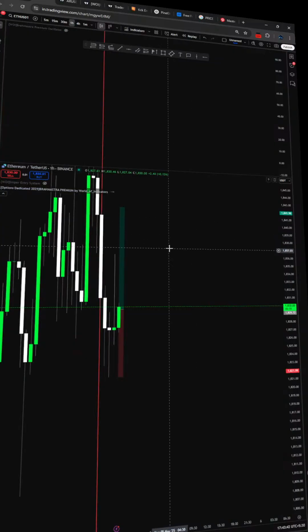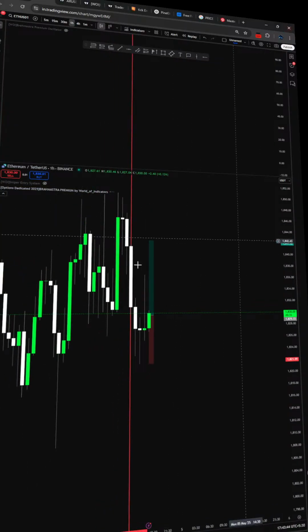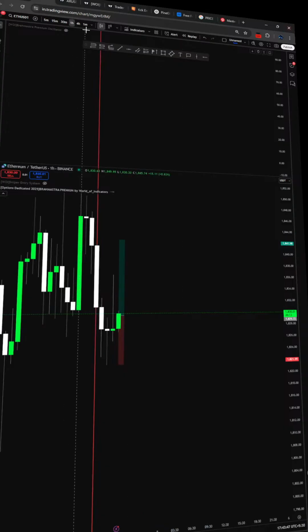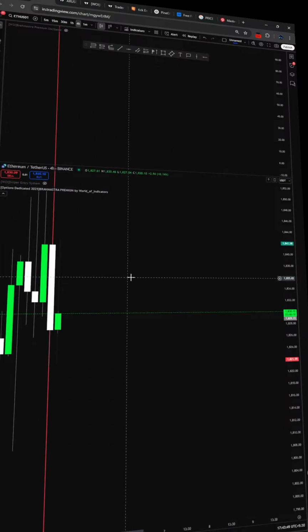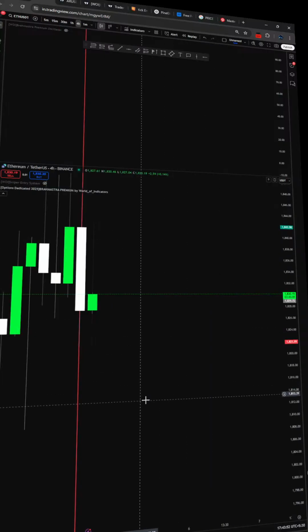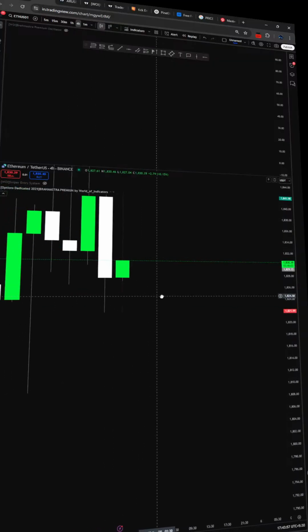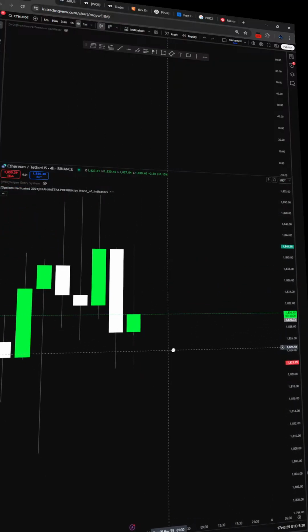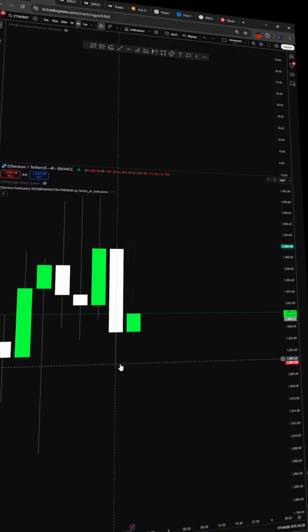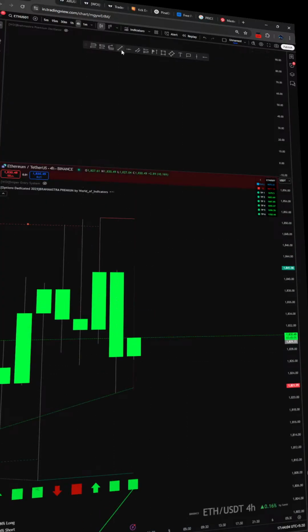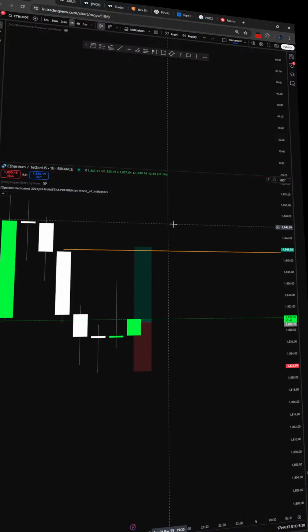Let me check if there is any liquidity available. Oh, liquidity. The market has taken this liquidity, and the market will take this liquidity. On the 4-hour, now the market will take this liquidity.